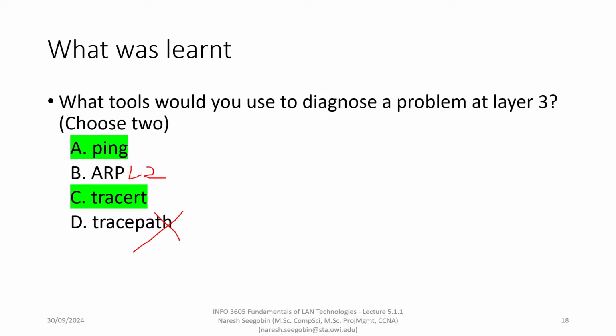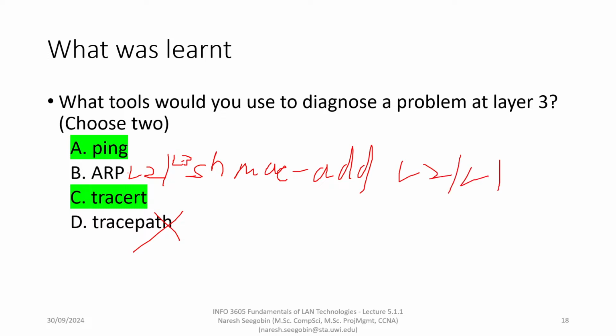And show MAC address table. ARP is a layer 2 to layer 3 mapping, but it shows that layer 2 is working. Show MAC address table is a layer 2 to layer 1 mapping, but that also shows that layer 2 is working. So ARP and show MAC address table are the two commands. One is layer 3 to 2 and one is layer 2 to 1.